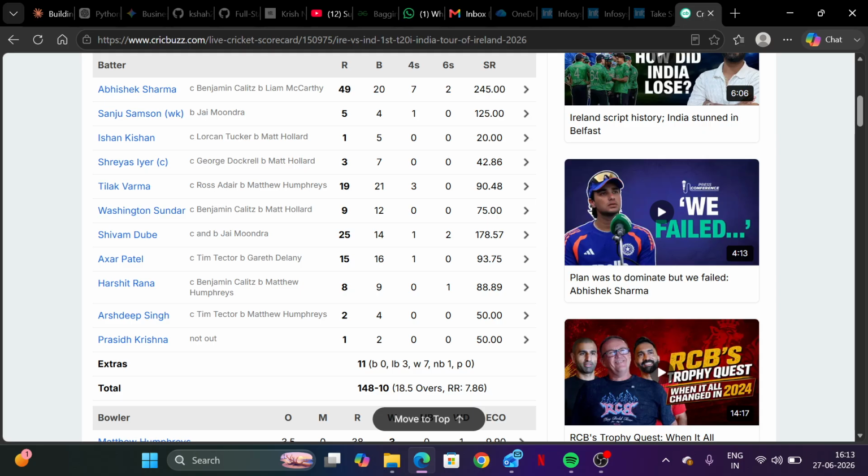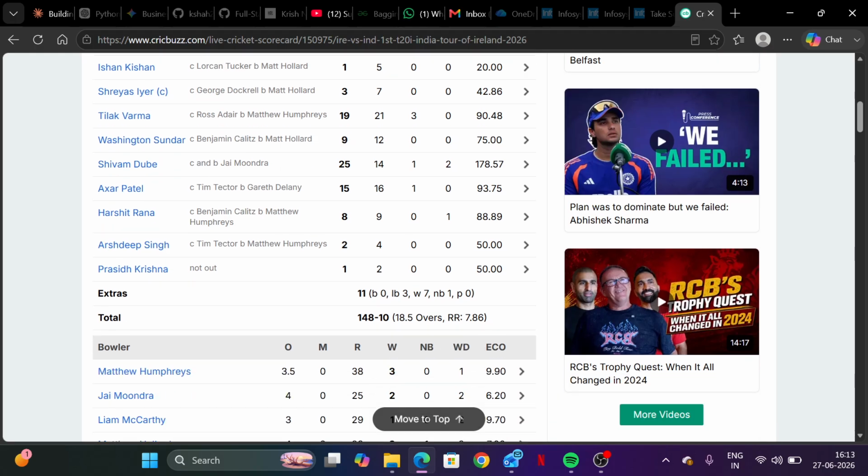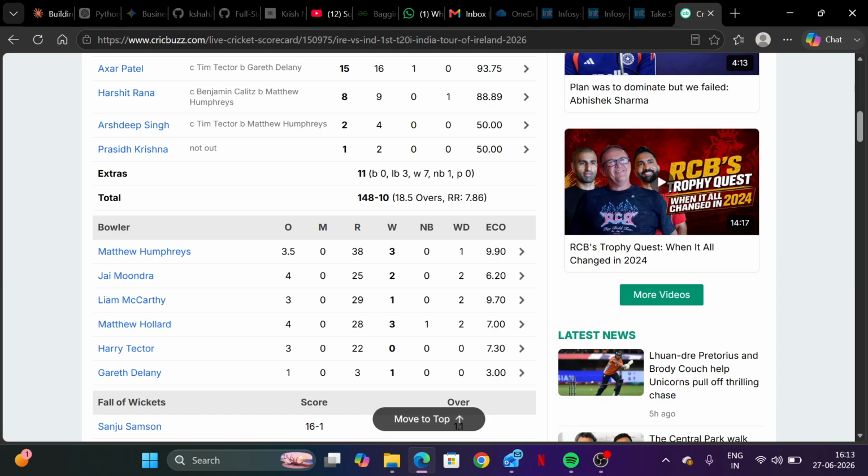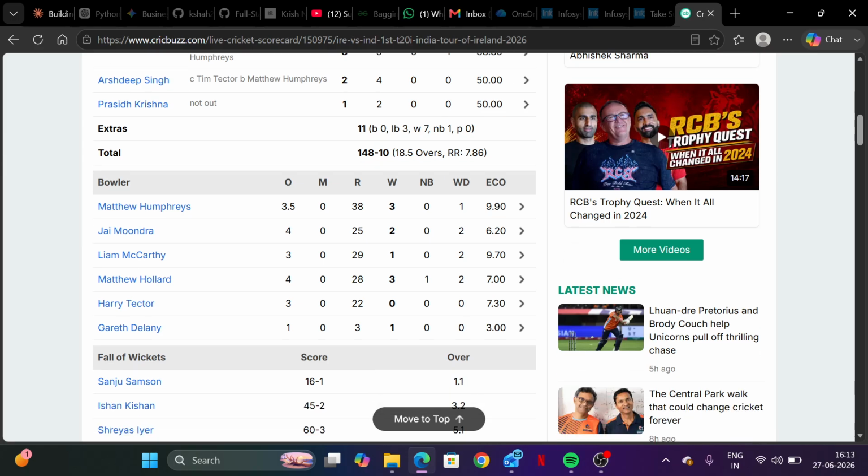Then Harshit Rana scored 8 runs off 9 balls, and then Arshdeep Singh and Prasidh Krishna also scored 2 runs and 1 run respectively. Now, let's talk about the bowling figures of the Irish cricket team. Matthew Humphreys bowled an excellent spell, going for 3.5 runs an over, considering the 38 runs. But the two debutants, Matthew Hollard and Jai Moondra, combining for 8 overs, completely took the game away from the Indian cricket team.